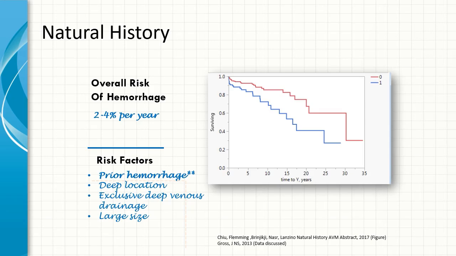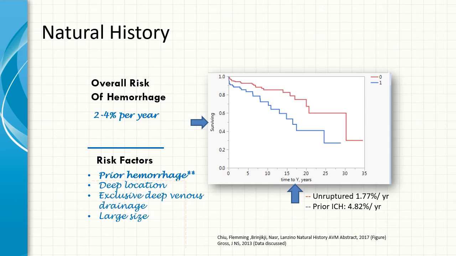You see a Kaplan-Meier curve from data from our institution. On the y-axis, we see patients surviving free of hemorrhage or rupture. On the x-axis, we see time in years. The red line represents those patients that had an unruptured AVM at diagnosis, and the blue line represents those with a prior hemorrhage or hemorrhage at diagnosis.